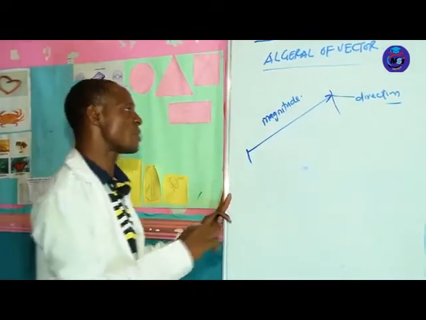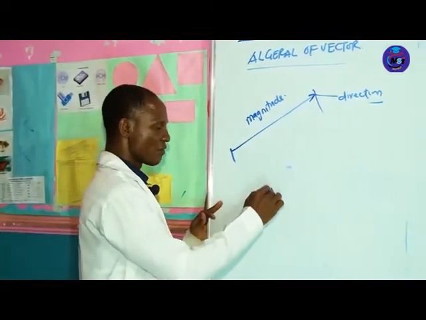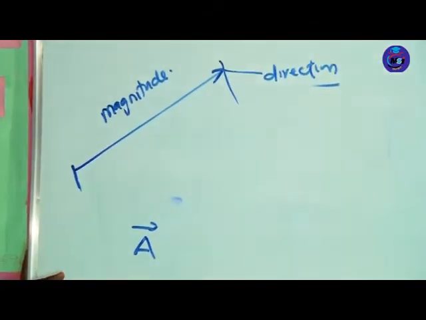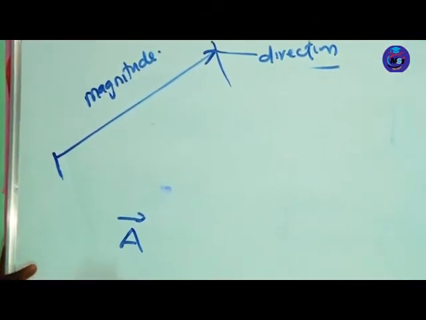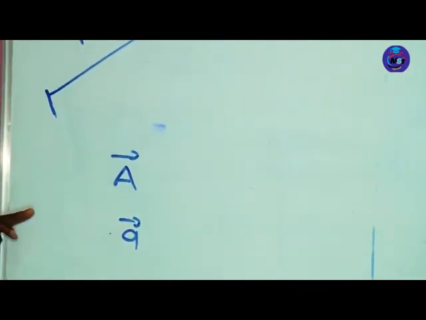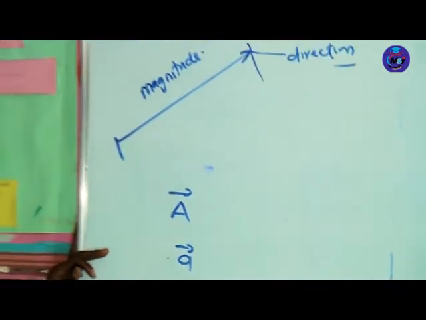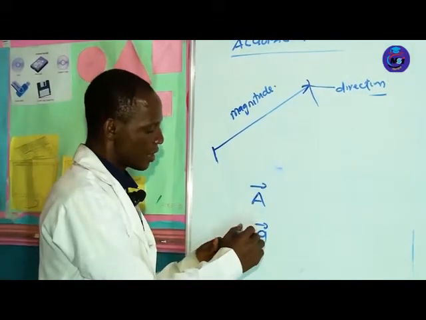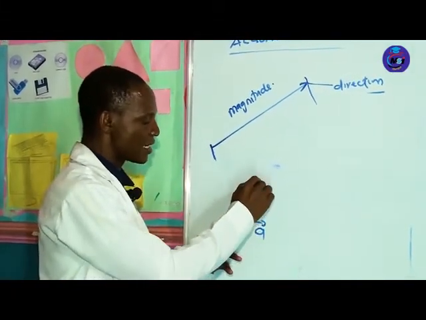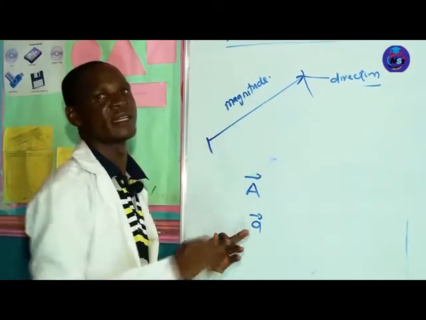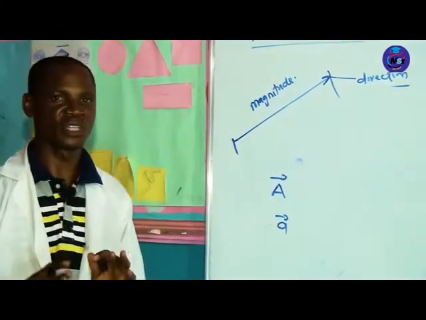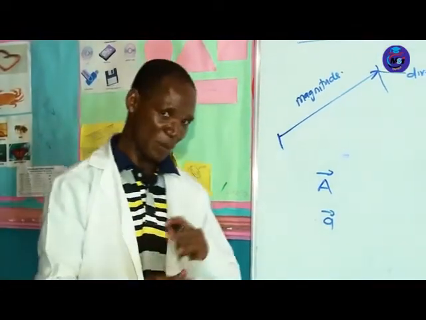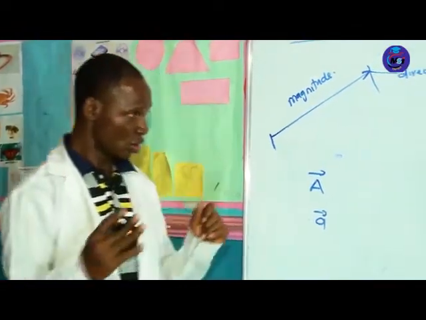Now you can also represent a vector in this way: vector A, with an arrow on top of the letter A, or a small lowercase letter with an arrow on it. Those are the ways you can represent a vector. So in any issue, when you see a letter represented like this, or a line like this, it tells you that it is a vector quantity. You have to take your time to understand it and know how to perform the algebra.